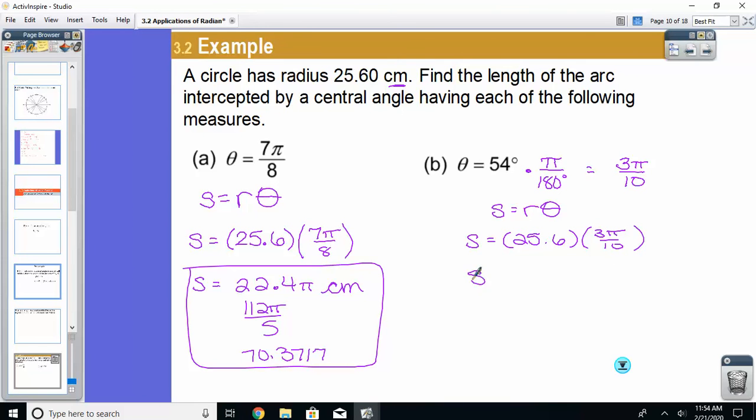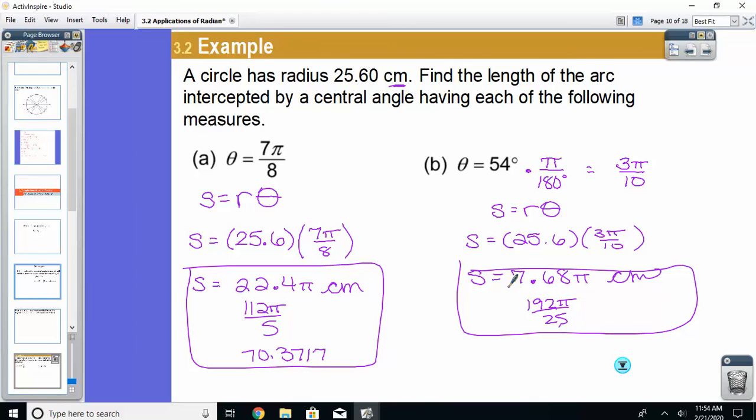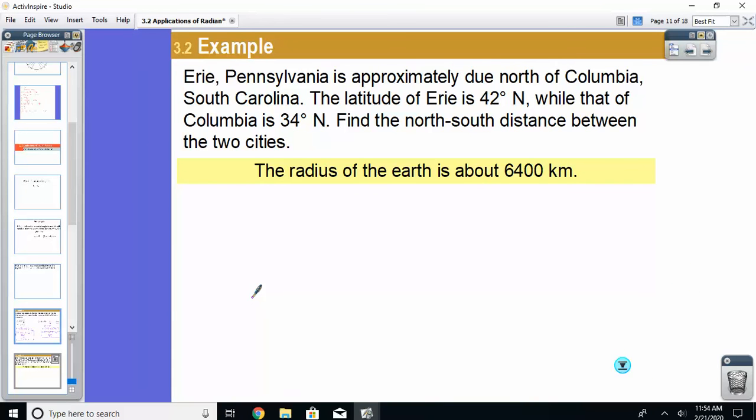So again, several ways you could write your answer. It's 7.68 pi, or you could put 192 pi over 25, or even multiply out your pi. And my units are still centimeters. Is that one okay? Probably do one more, and then let's see how much time we have after that.